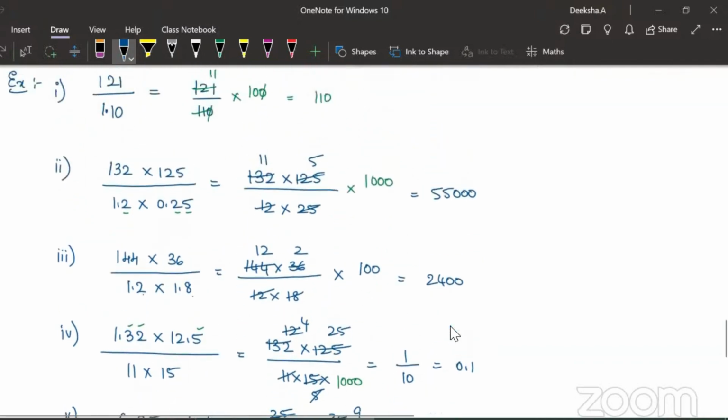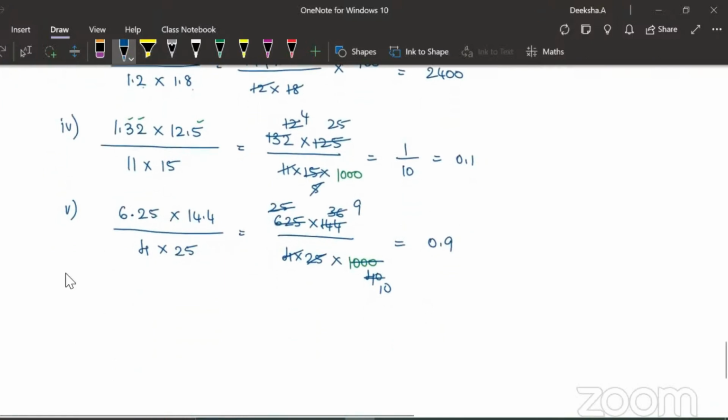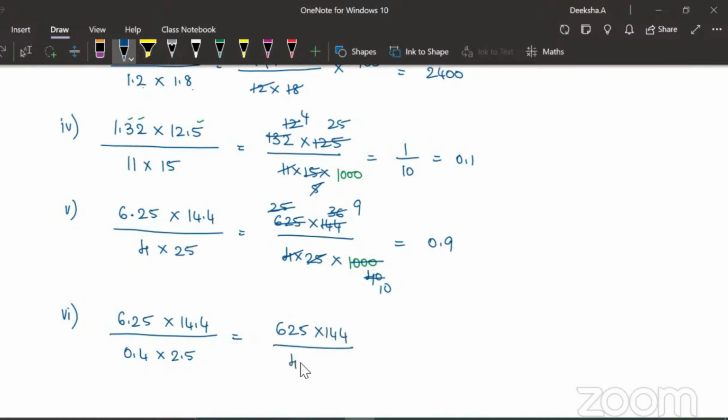Now, these are examples where we have a decimal point on only one side of the fraction, only in the numerator or only in the denominator. If we have decimal numbers on both sides of the fraction, I will rewrite it as 6.25 into 14.4 divided by 0.4 into 2.5. Now, both numerator as well as denominator have decimal numbers. Rewrite it without any decimal point: 625 into 144 divided by 4 into 25.